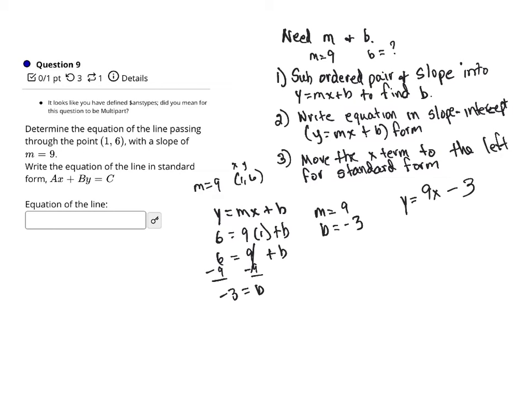But they don't want it in slope-intercept form. If they did, we would be done. They want it in standard form, so they want the x and the y on one side. So that just means we need to move that 9x over. So we subtract 9x from both sides. So that would be -9x plus y equals -3, and that's standard form.